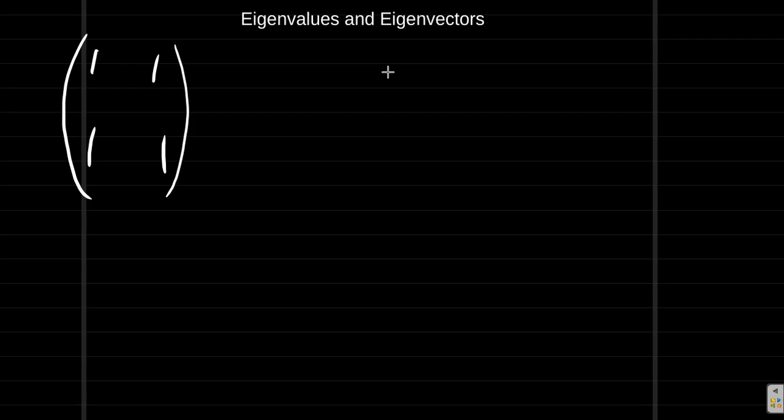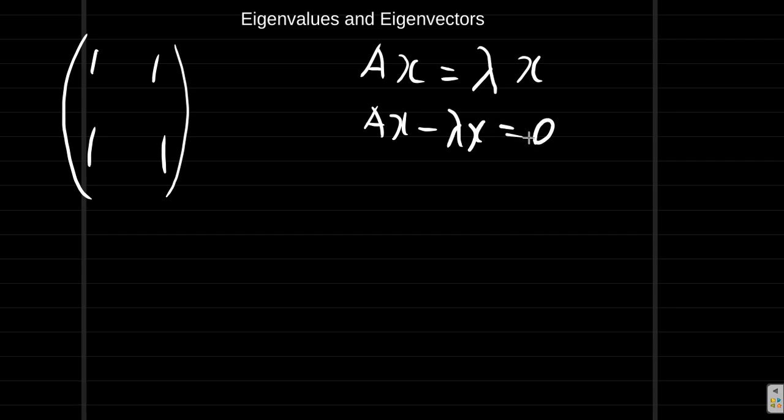What are the eigenvalues and eigenvectors of the matrix 1, 1, 1, 1? Well, let's check that out. As usual, the matrix A times its eigenvector x is equal to its eigenvalue lambda times x. Subtract lambda x from both sides, we have Ax minus lambda x equals 0.